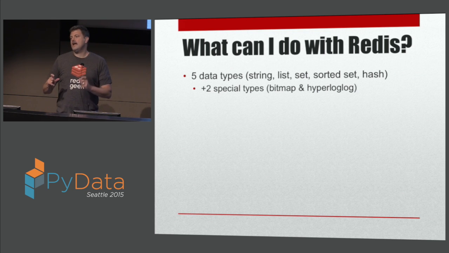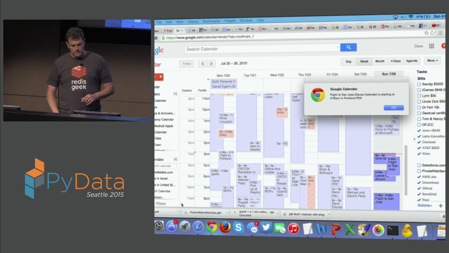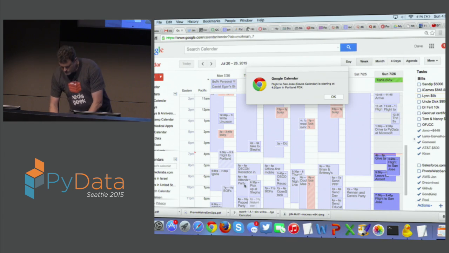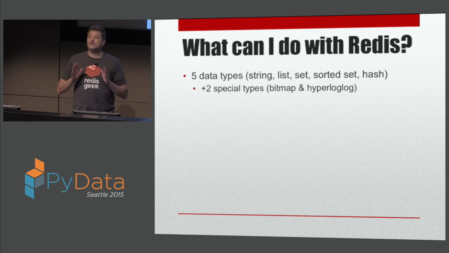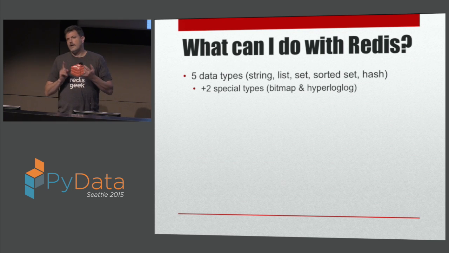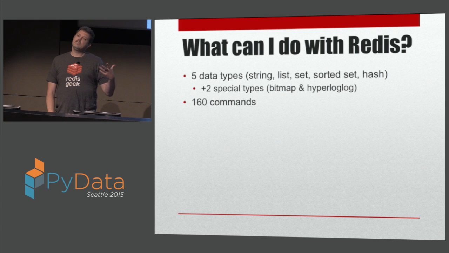But it's not just a cache where you put strings. It's also a cache where you can put data structures. So it has strings, lists, sets, sorted sets, and hashes, plus some additional data types like a bitmap and a HyperLogLog, which we will talk about a little bit further. It has 160 commands too.